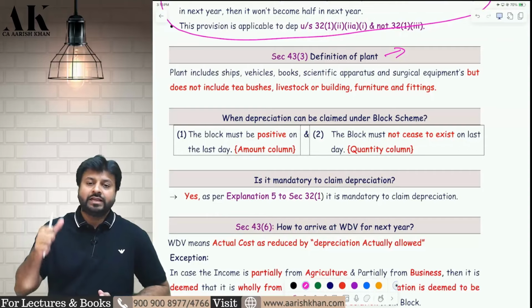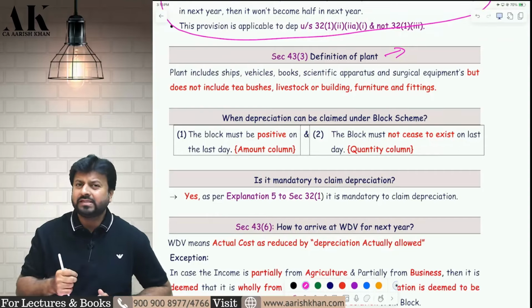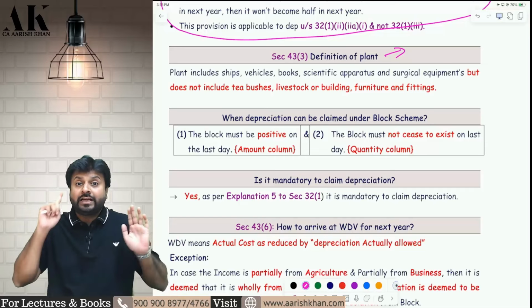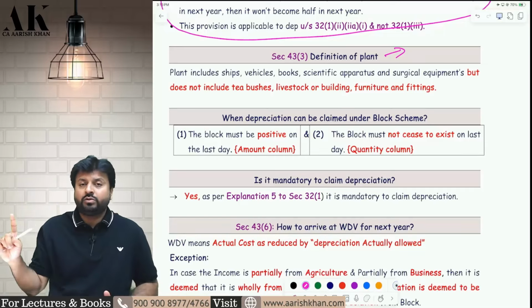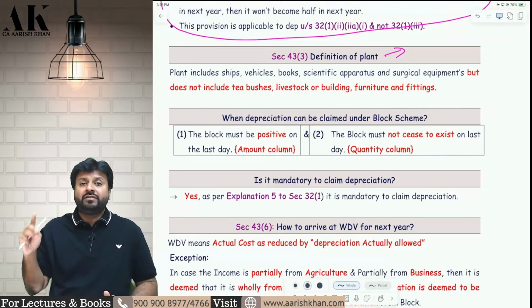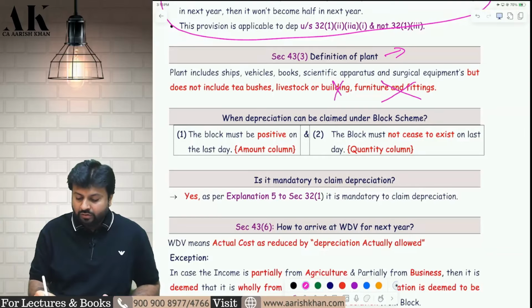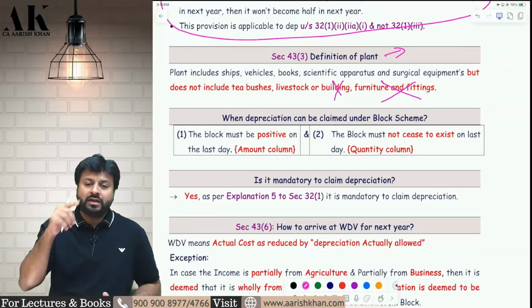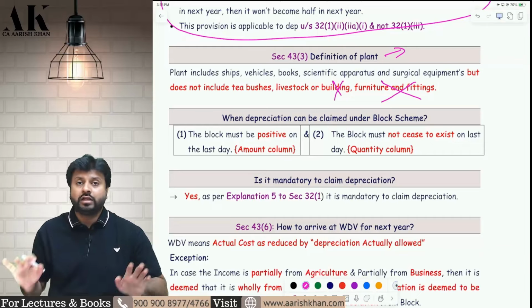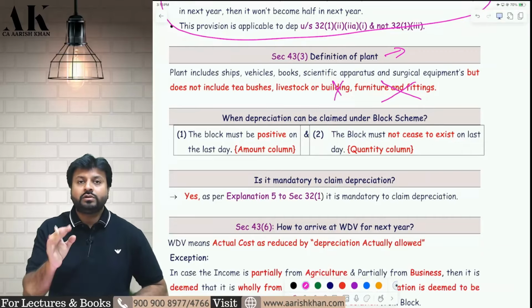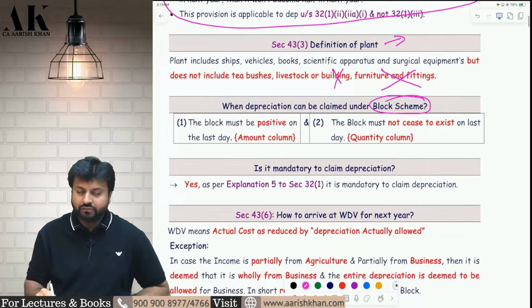Plant includes a few things like ships, vehicles, books, scientific apparatus, surgical equipment. Plant does not include a few things like tea bushes. Plant does not include livestock. Plant does not include building, furniture and fitting. You cannot say your building is plant and claim 15% depreciation on that. You cannot claim your furniture and fitting as plant and claim 15% depreciation on that. That is not allowed.